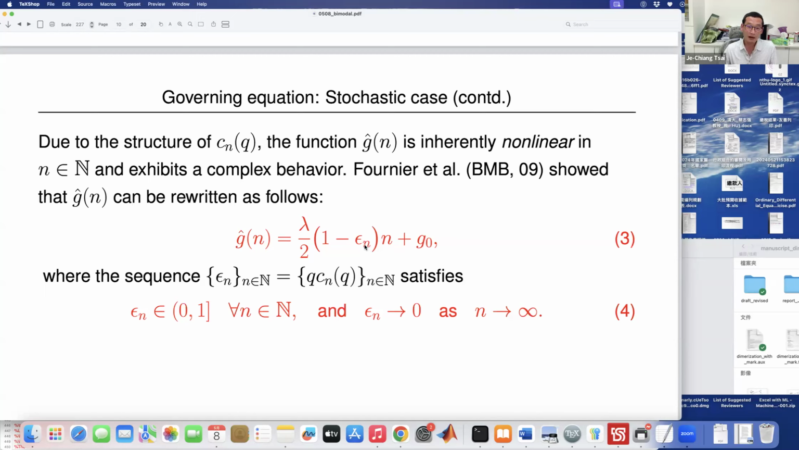And I should say that this small n has no relation to the number of proteins. It's just a sequence. And this quantity is between 0 and 1. It's positive, between 0 and 1, and goes to 0 as n goes to infinity. We only need this property to derive some useful analytical results.